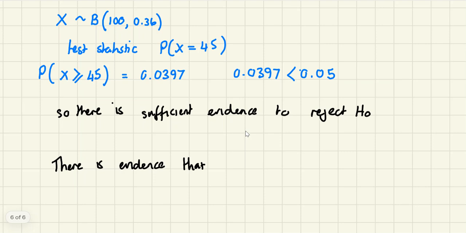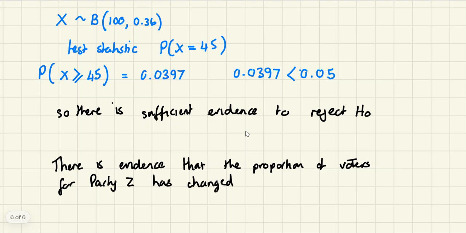that the proportion of voters for Party Z has changed. Now, I have mentioned that there's a formality to these hypotheses. You have to write things out. Now, there is a bit of leeway to it, which is it doesn't have to be perfectly written every single time, but as long as you put it into context, like, so this suggests it has changed.